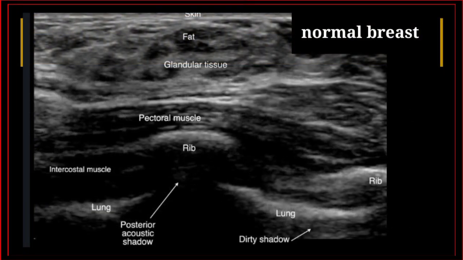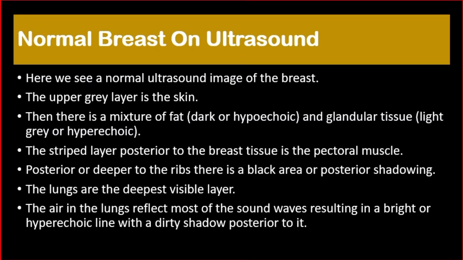Posterior or deeper to the ribs, there is a black area or posterior shadowing. The lungs are the deepest visible layer. The air in the lungs reflects most of the sound waves, resulting in a bright or hyperechoic line with a dirty shadow posterior to it.